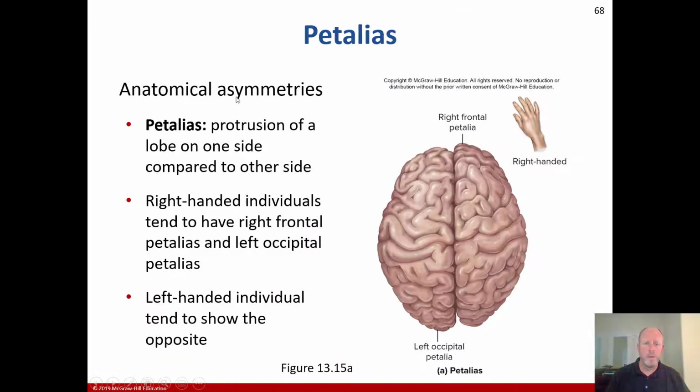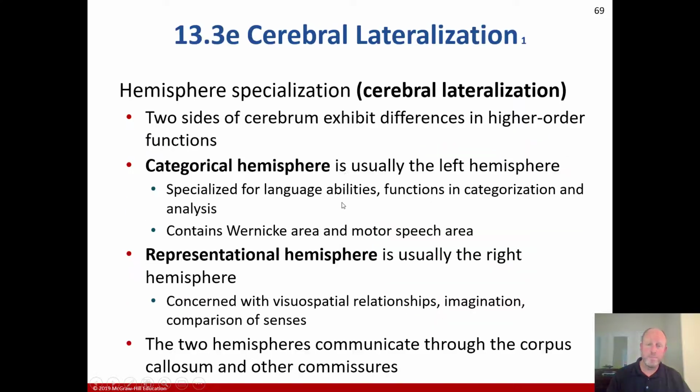Now, petalias are anatomical asymmetries. In a lot of cases, people will have one side of the brain a little bit different, a little bit asymmetrical from the other. There are protrusions of a lobe on one side compared to the other side. Right-handed individuals tend to have right frontal petalias and left occipital petalias, generally speaking. Particularly the more dominant they are, the more you might see asymmetry. Left-handed individuals tend to show the opposite.